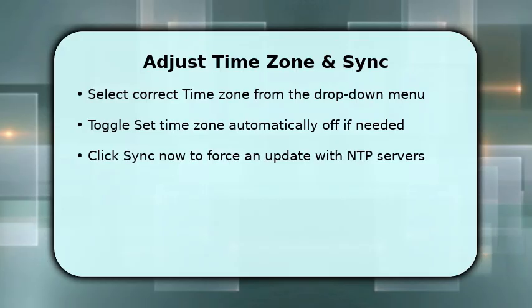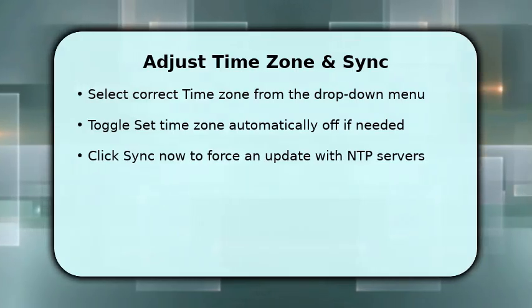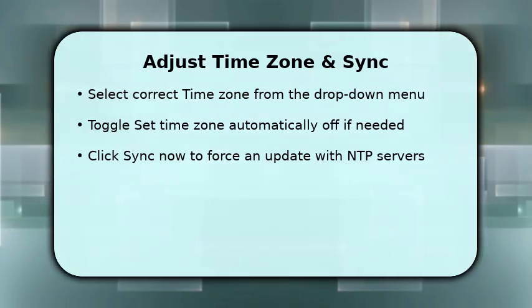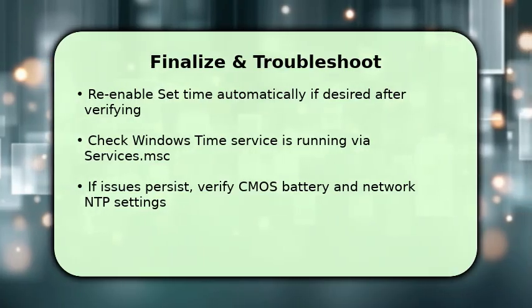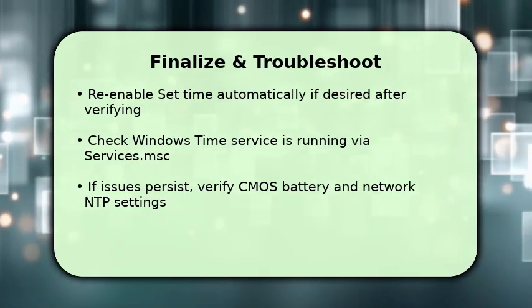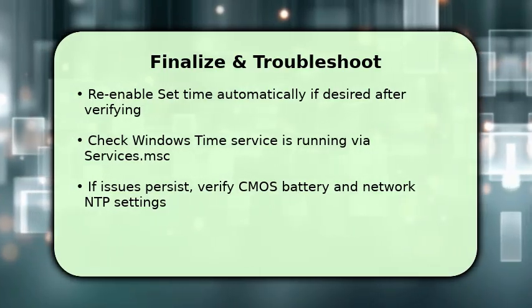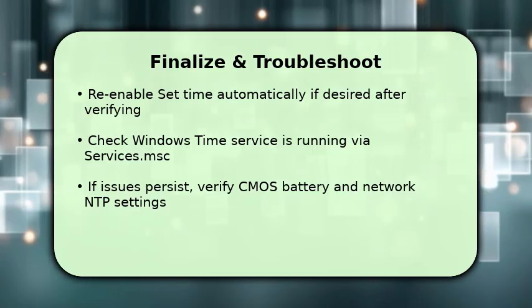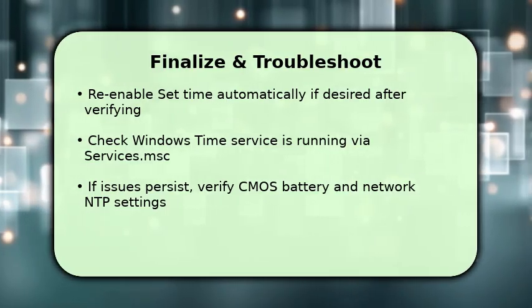To finish, re-enable Set Time automatically only after you've confirmed the clock stays accurate. This reduces manual drift. If automatic sync fails, open Services.MSC and ensure Windows Time Service is running and set to automatic start. This service handles NTP coordination.